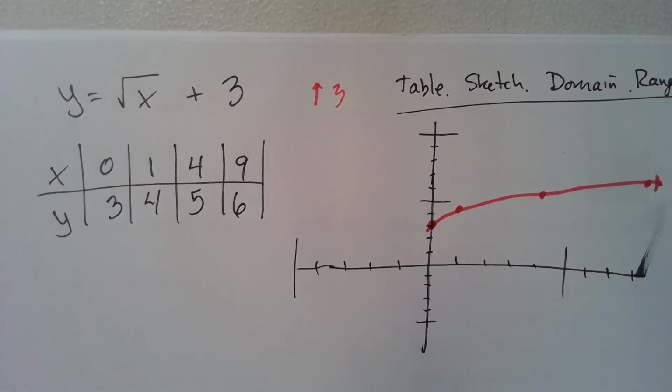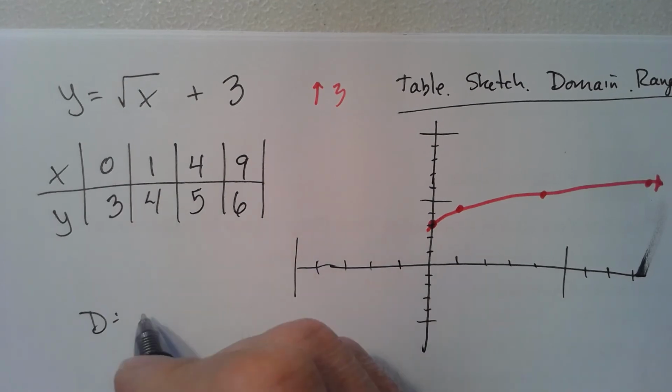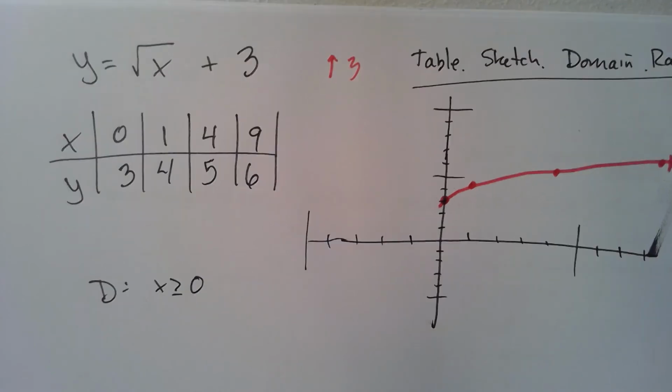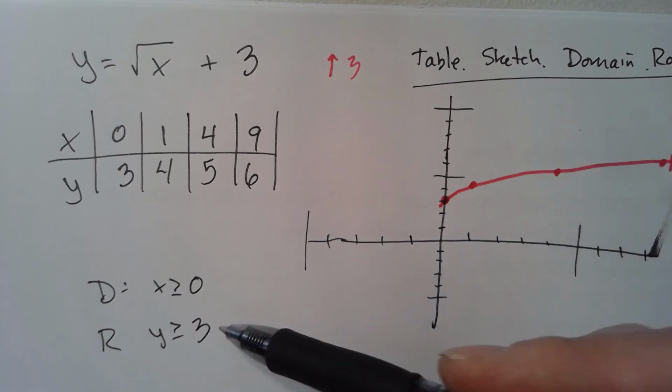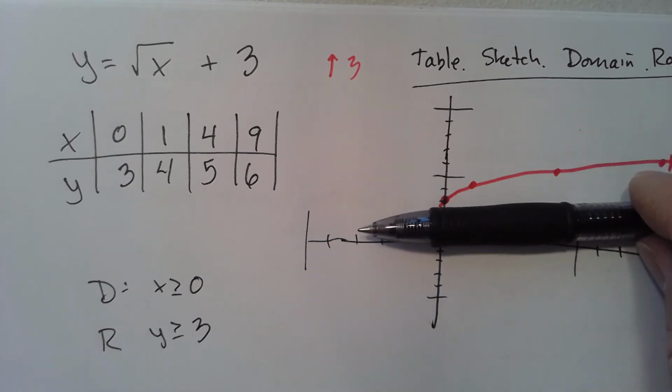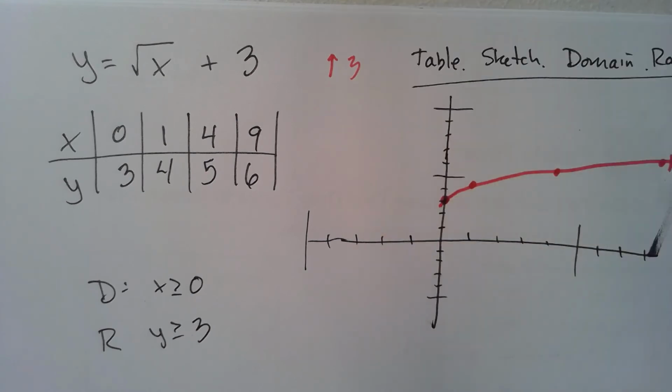So if I was going to find the domain, looking at this, it has to be x is greater than or equal to 0. And then the range, y is greater than or equal to 3. So the domain starts here, the range starts here. Y values, they're all at or above 3 right here. There's 3 and it goes up above it. So far so good.